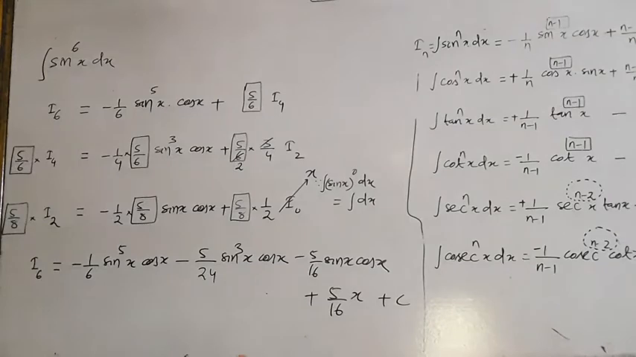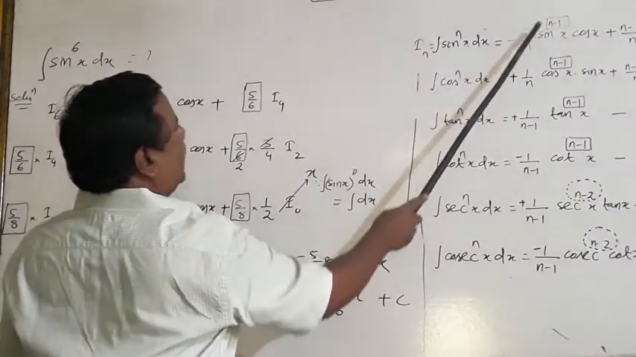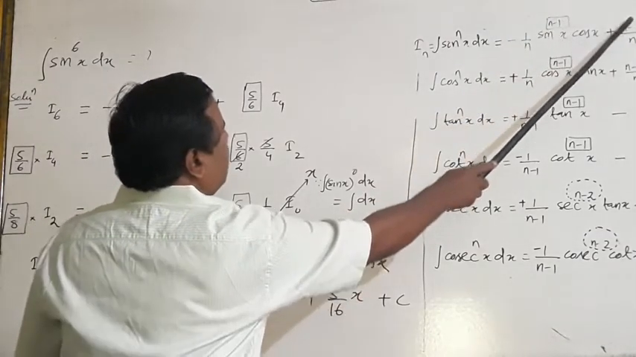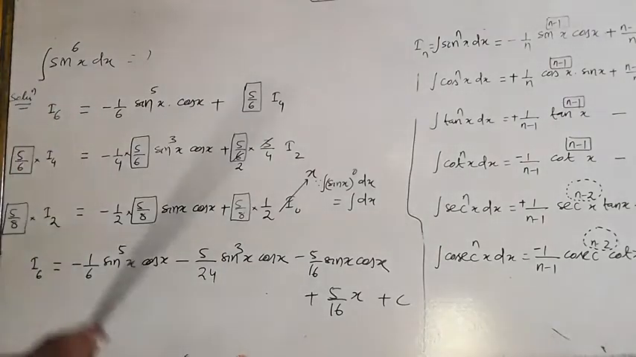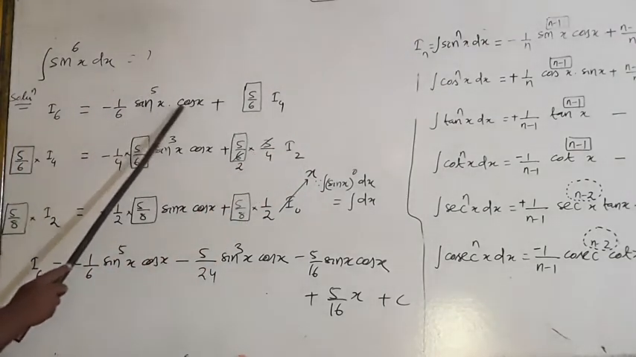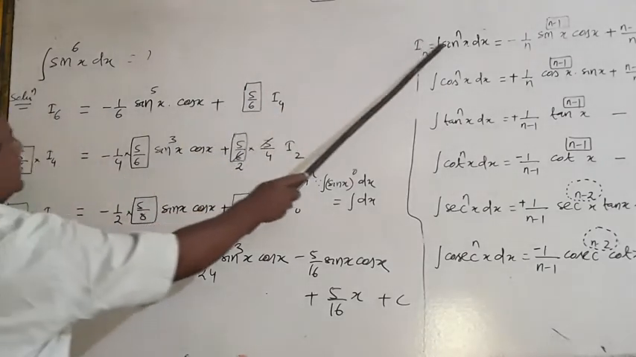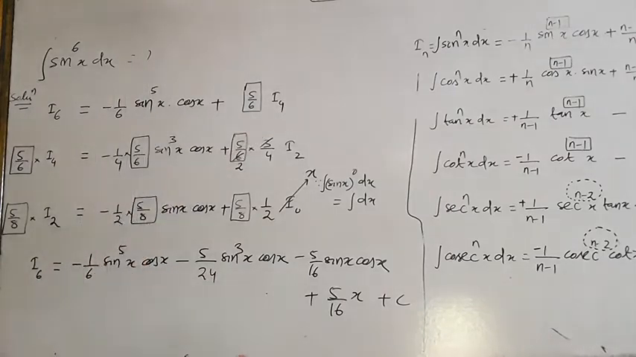I am telling it again to you. Suppose sin power 6 is my question. What is the solution? First you have to write this formula, and that is I_n is equal to minus 1 by n sin power n minus 1 x cos x plus n minus 1 by n I_n minus 2. In place of I6, just put n equal to 6 here. What is it? Minus 1 by 6 sin power 5 x cos x plus 5 by 6 I4. Now I4 is coming into the picture.